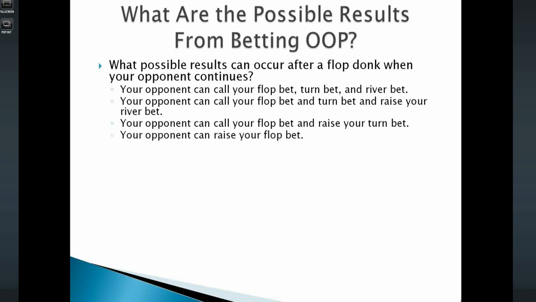This is no different than if you're just c-betting as a pre-flop raiser. Good opponents are going to raise your flop bets a reasonable percentage of the time, and that's going to turn a very large part of your range into a bluff catcher. That's how it should theoretically work. There's nothing to really be too concerned about here.